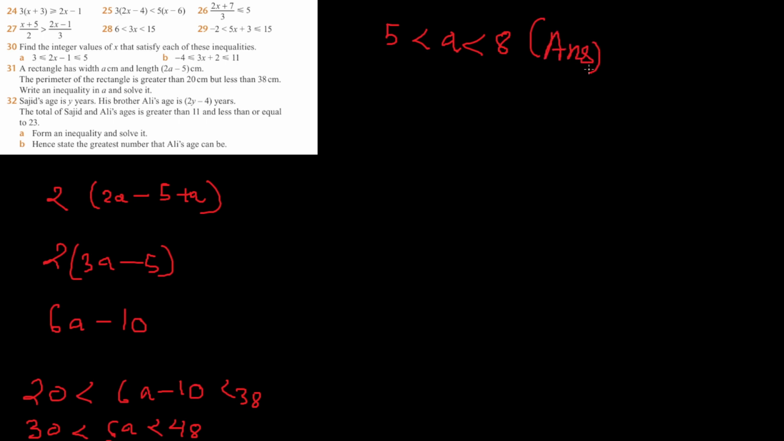Let's move on to the next question. For the next question, we can see Sajid's age is y years while his brother's age is 2y minus 4. So the total of their age is greater than 11 and less than or equal to 23. This is the same as the question we did before, so let's do it quickly. We can see it's greater than 11, and their total age is going to be 2y minus 4 plus y, but it's less than or equal to 23.